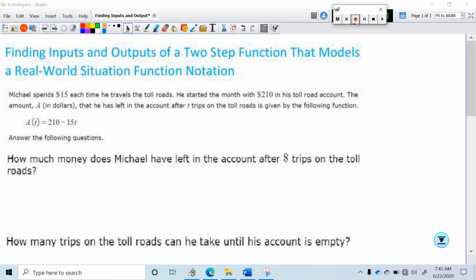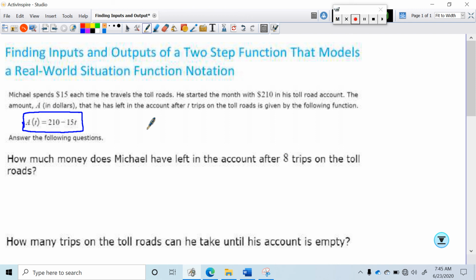Michael spends $15 each time he travels the toll roads. He started the month with $210 in his toll road account. The amount A that he has left in the account after T trips on the toll roads is given by the following function. And they give you the function, which is just another form of writing an equation. They give you the function for that situation, so you don't have to figure it out on your own.